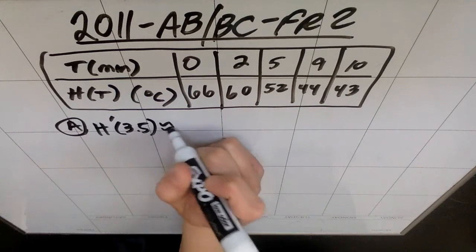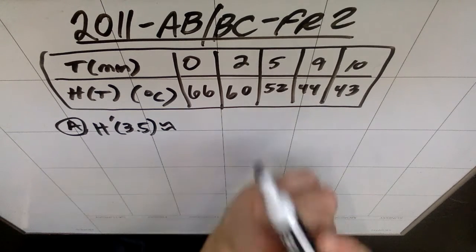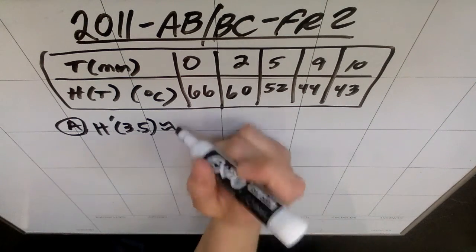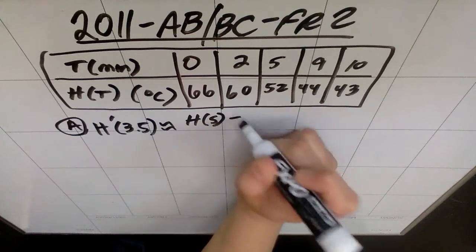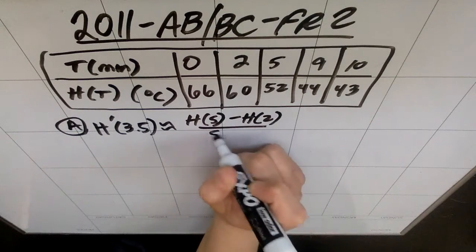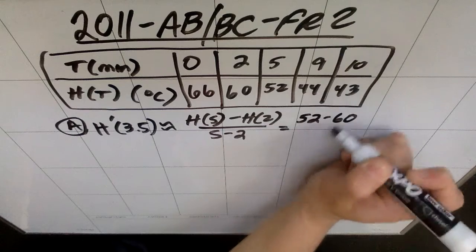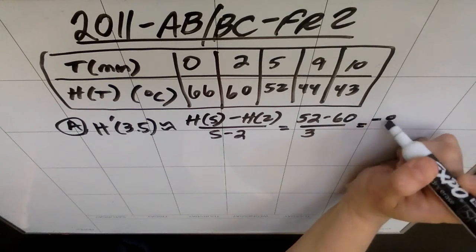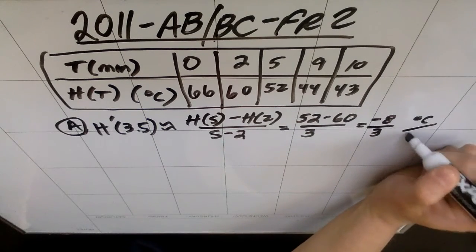The derivative of h. Well, derivative is slope if we oversimplify drastically. So the way they want me to do that is to use the 2 points that are around 3.5, which would have to be t equals 2 and t equals 5. So it's going to be approximately the slope between those 2 points. So h of 5 minus h of 2 over 5 minus 2, right? Which is going to be 52 minus 60 over 3, right? So I end up getting that this is negative 8 over 3, which you could leave that way in degrees Celsius per minute if you want.